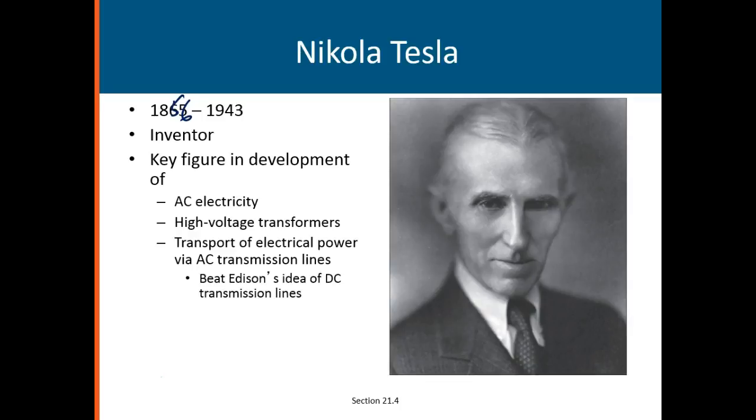Key figure in development of AC electricity, high voltage transformers. Okay, sure, too high voltage in houses could cause a lot of problems, but you needed high voltage to transmit the current, the power, and the reason you need high voltage is so you can reduce the line loss, which is caused by the current. So the higher the voltage, the lower the current. So he created these high voltage transformers, key element in development of those. He also transported electrical power via AC transmission lines. He beat Edison's idea of DC transmission lines. He certainly won that one big time.